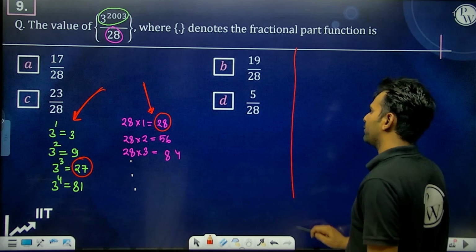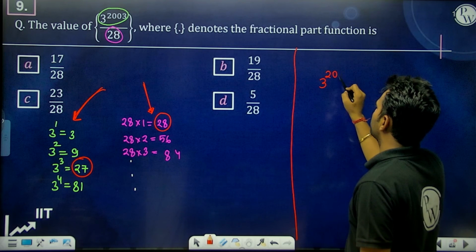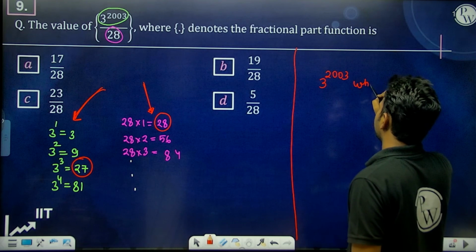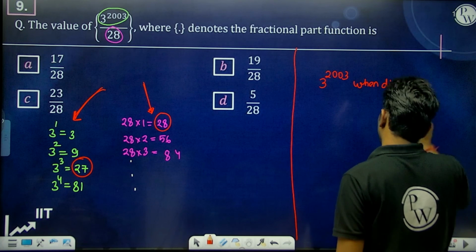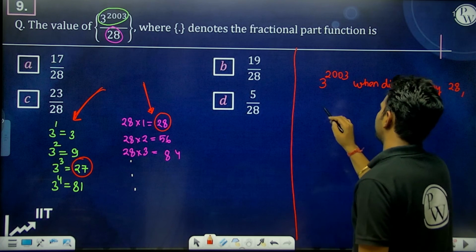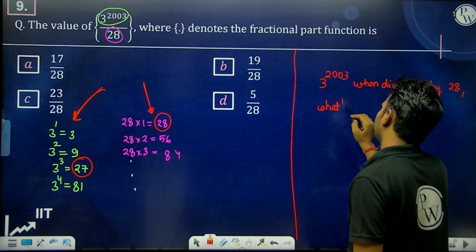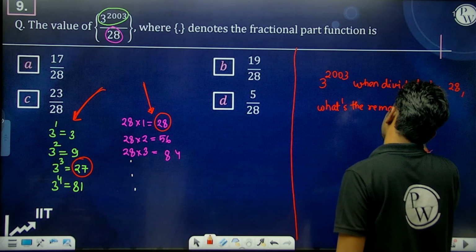Okay, this is what you have to keep in mind always. If you are done with that, then ultimately you have to see: 3 to the power 2003 when divided by 28, what's the remainder? This is the question. What's the remainder?